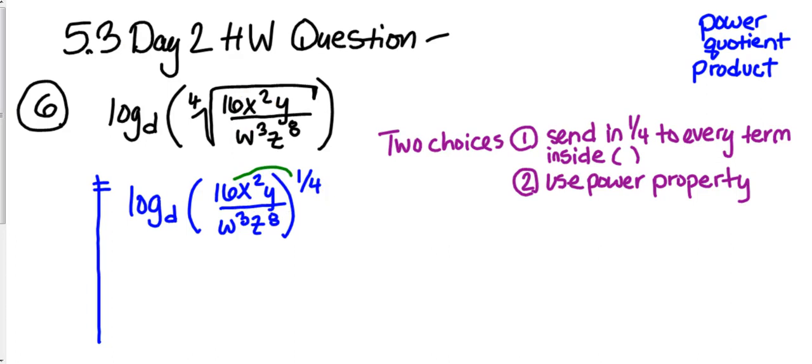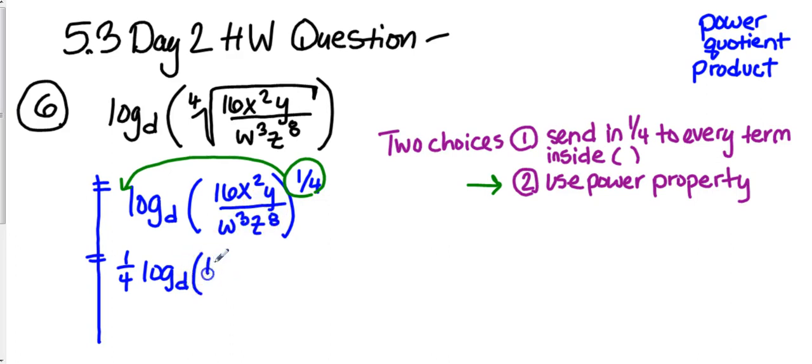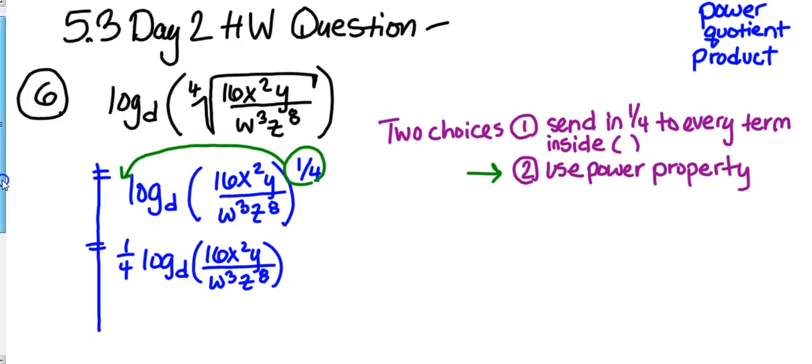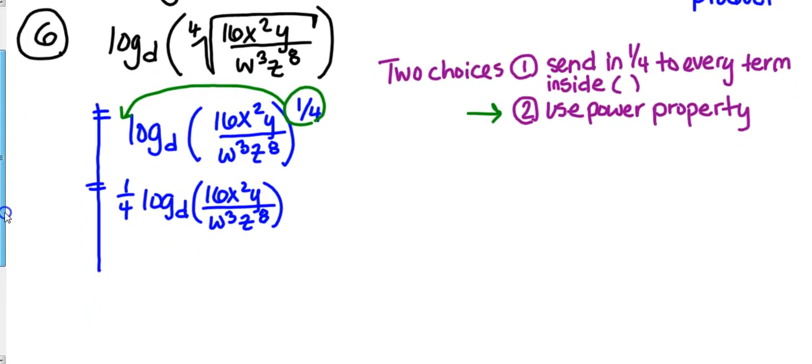For these notes, I plan on using option 2, the power property. So this power can be brought down and become the coefficient of this log term. So it'll be 1/4 times log base d of that fraction, 16 x squared y, all divided by w to the third, z to the eighth. Now there's many ways to get to the same answer. So if you did it a different way, no problem. We'll see if we get to the same answer, and that will be the way that you'll know if your method was correct.